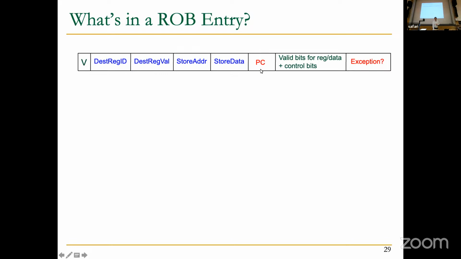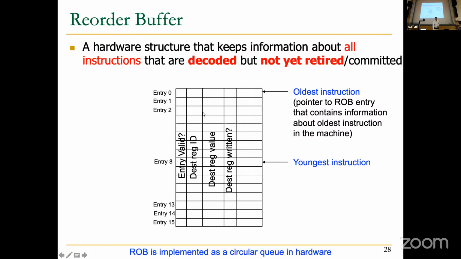The program counter of the instruction is used for exception handling. You need to save the exception-causing program counter, just like we did in the multi-cycle MIPS architecture. And then there's a field that says, did the instruction generate an exception? Because you need to record that information also, right? Because the reorder buffer contains instructions that may have been executed but may not be the oldest yet, right?